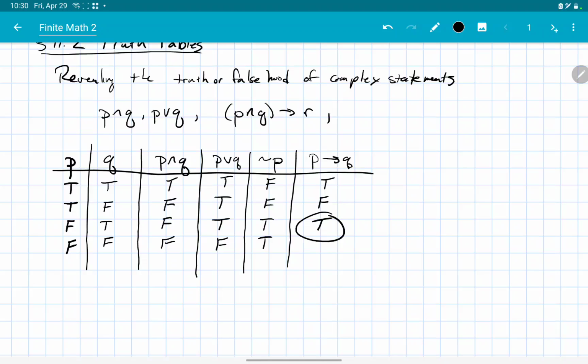That is probably the trickiest one to remember. So you need to come up with an if-then statement that makes sense to you, that convinces you that P being false and Q being true is not a problem for if P then Q.